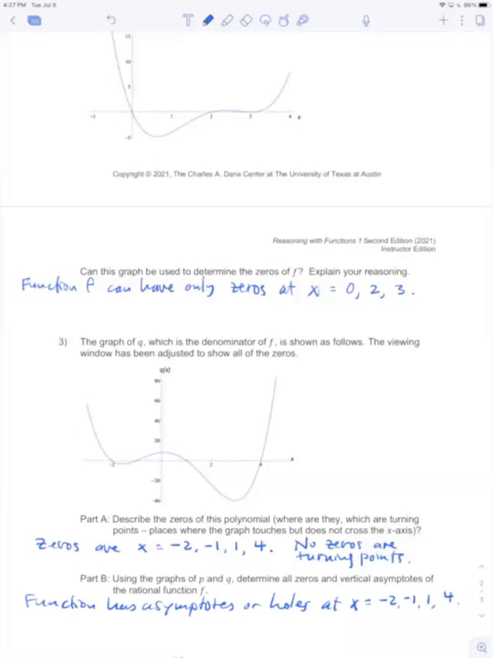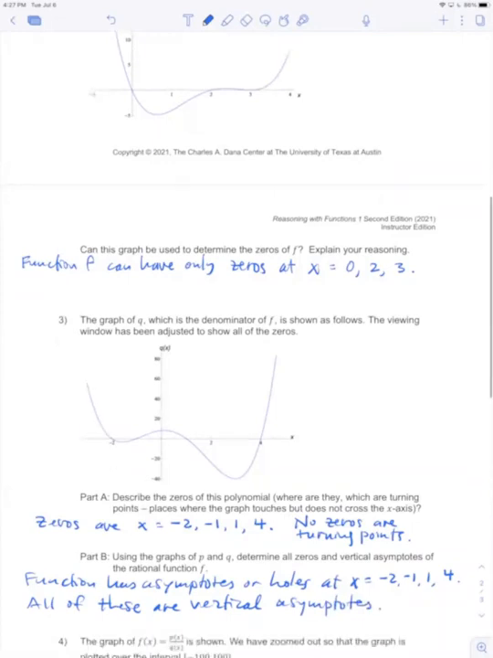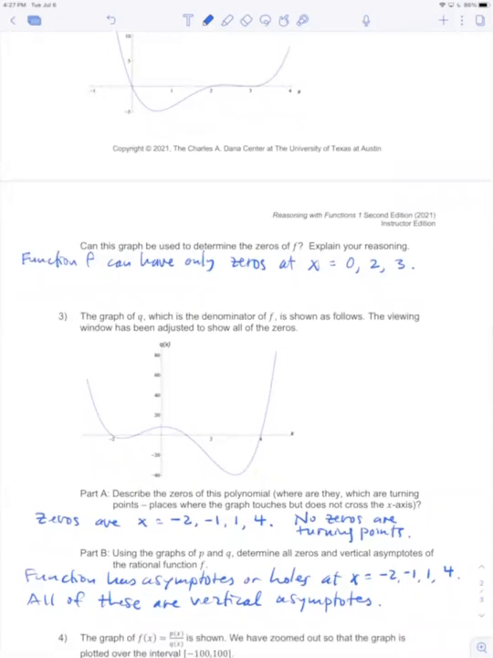Now, since none of these match a zero in the numerator, all 4 of these are vertical asymptotes. And a little bit more, let's scroll up again. The zeros of f will occur at x equals 0, x equals 2, and x is equal to 3.